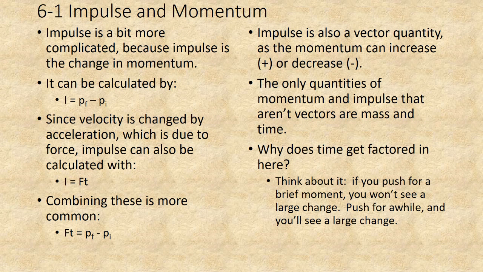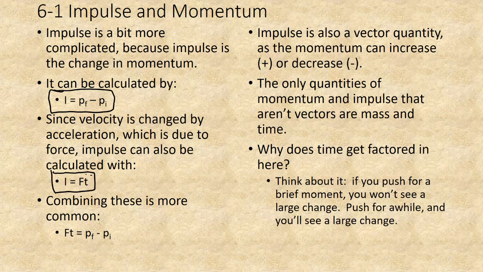Now, impulse is a little bit different, and it's a little bit more complicated than momentum on its own, because impulse is talking about the change in the momentum. So there's a couple ways we can calculate the impulse. We can calculate it by mathematically subtracting the initial momentum from the final momentum. That's the first one. We can also look at the force applied and multiply it by how long that force is applied for. That's another way that we can look at the impulse.